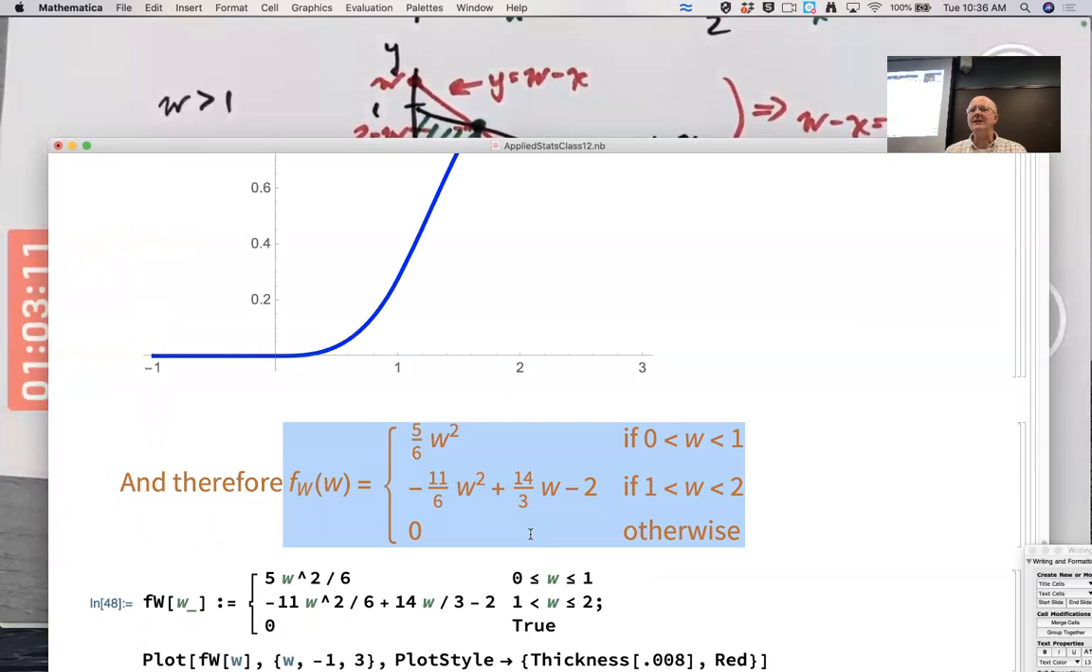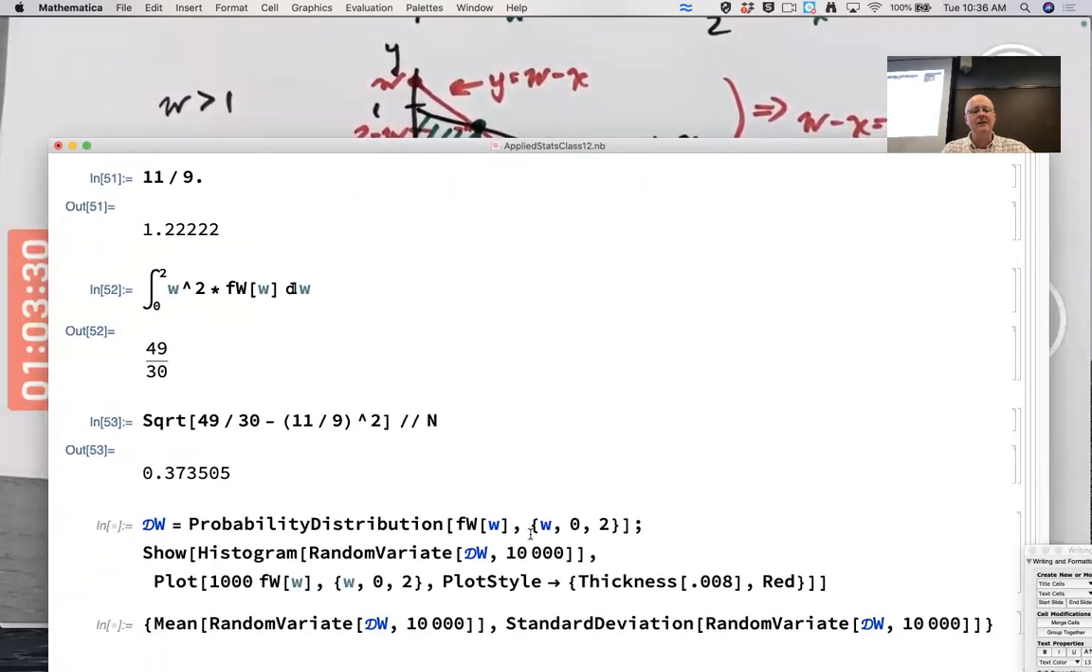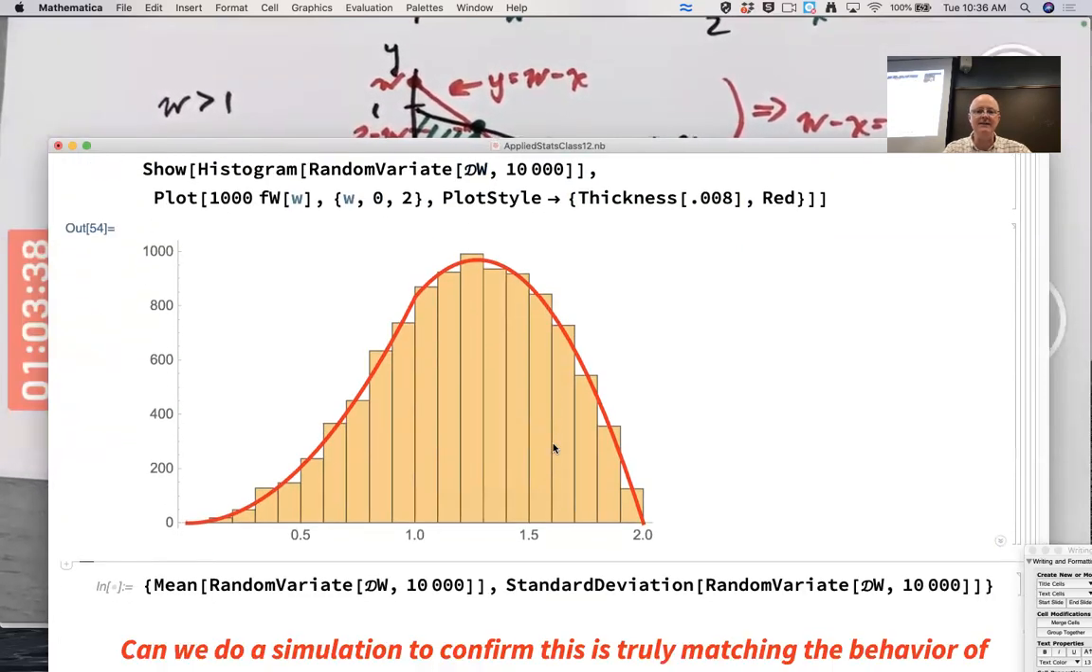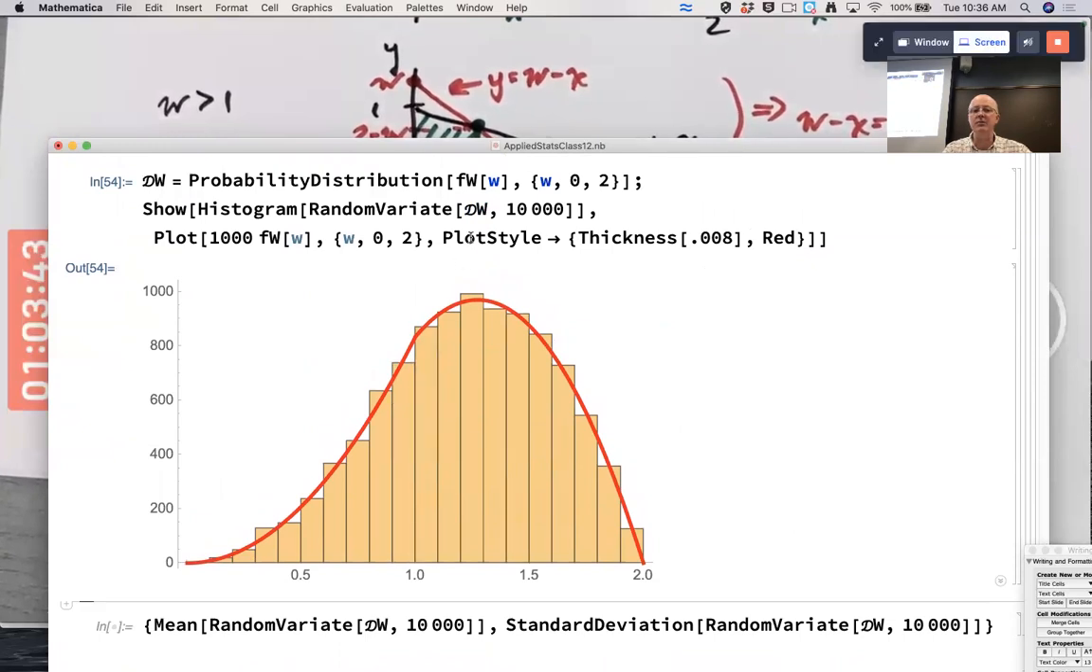What I'd like to do now to finish class is try to confirm this simulation-wise. Again, this is the main theme: confirm theory with simulation if you're feeling uncertain about the theory, which you very well may be. So I can do the probability distribution thing that I already showed you. I can make a histogram and plot it with a PDF and see that I got a good match. That's the PDF of W multiplied by 1,000 to scale it up. Matching the simulation, that's good.